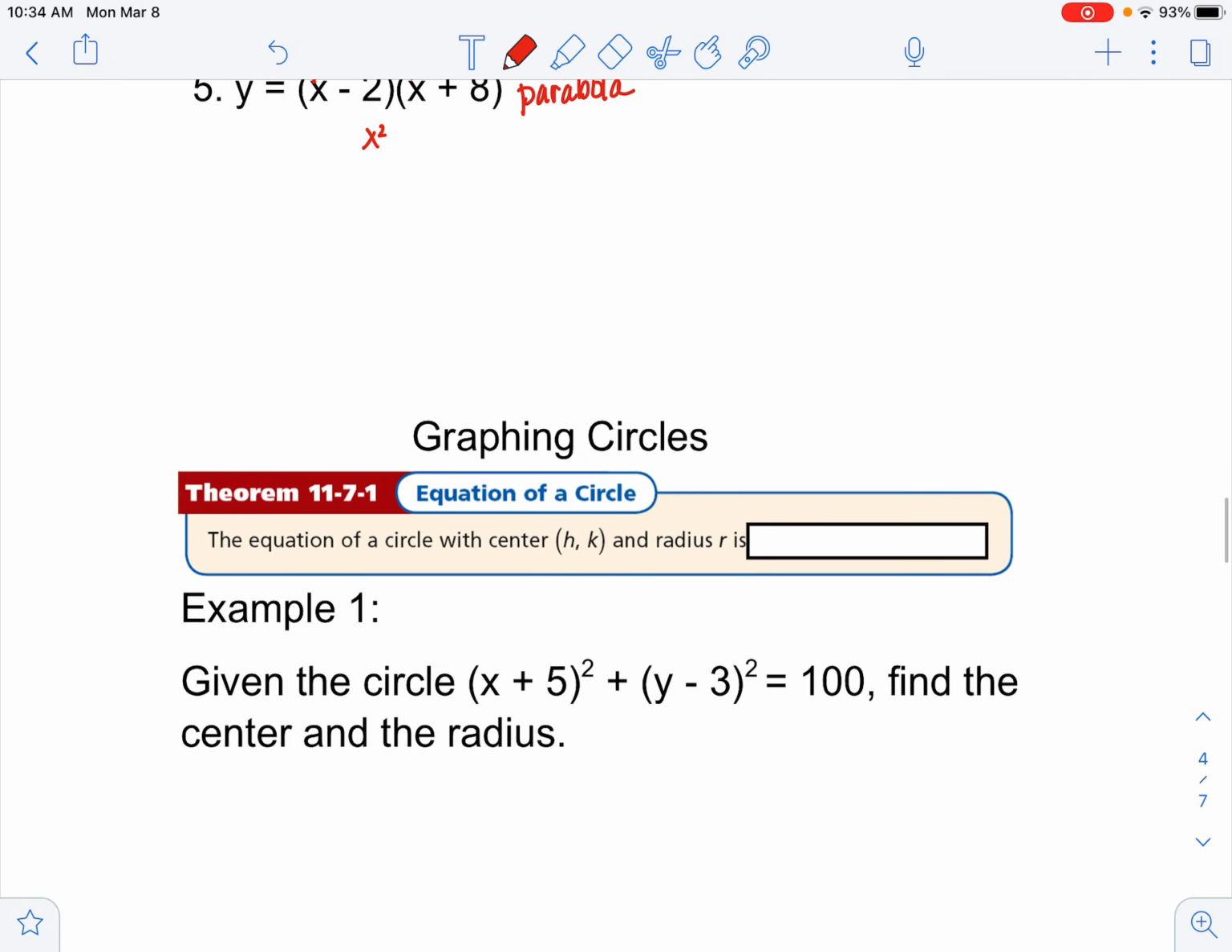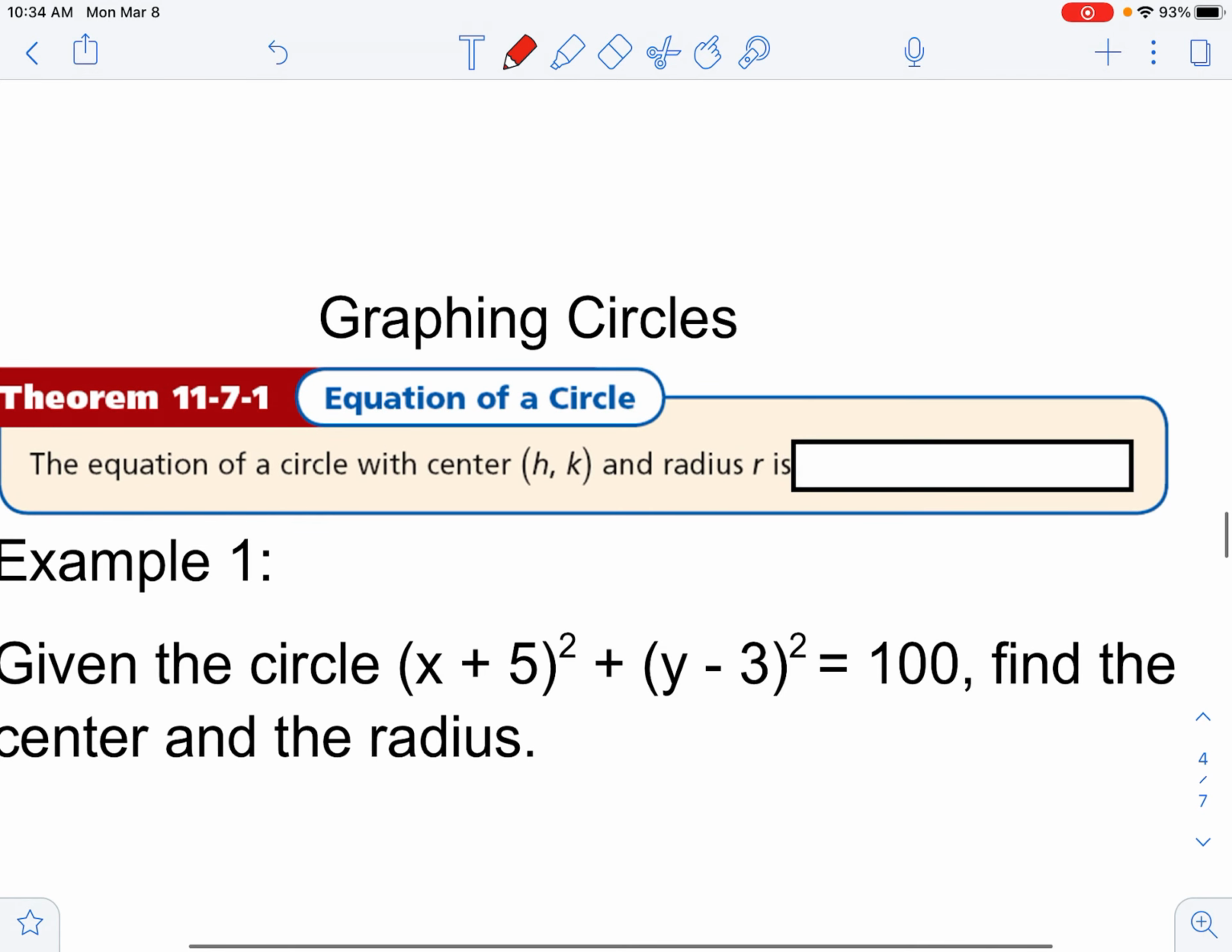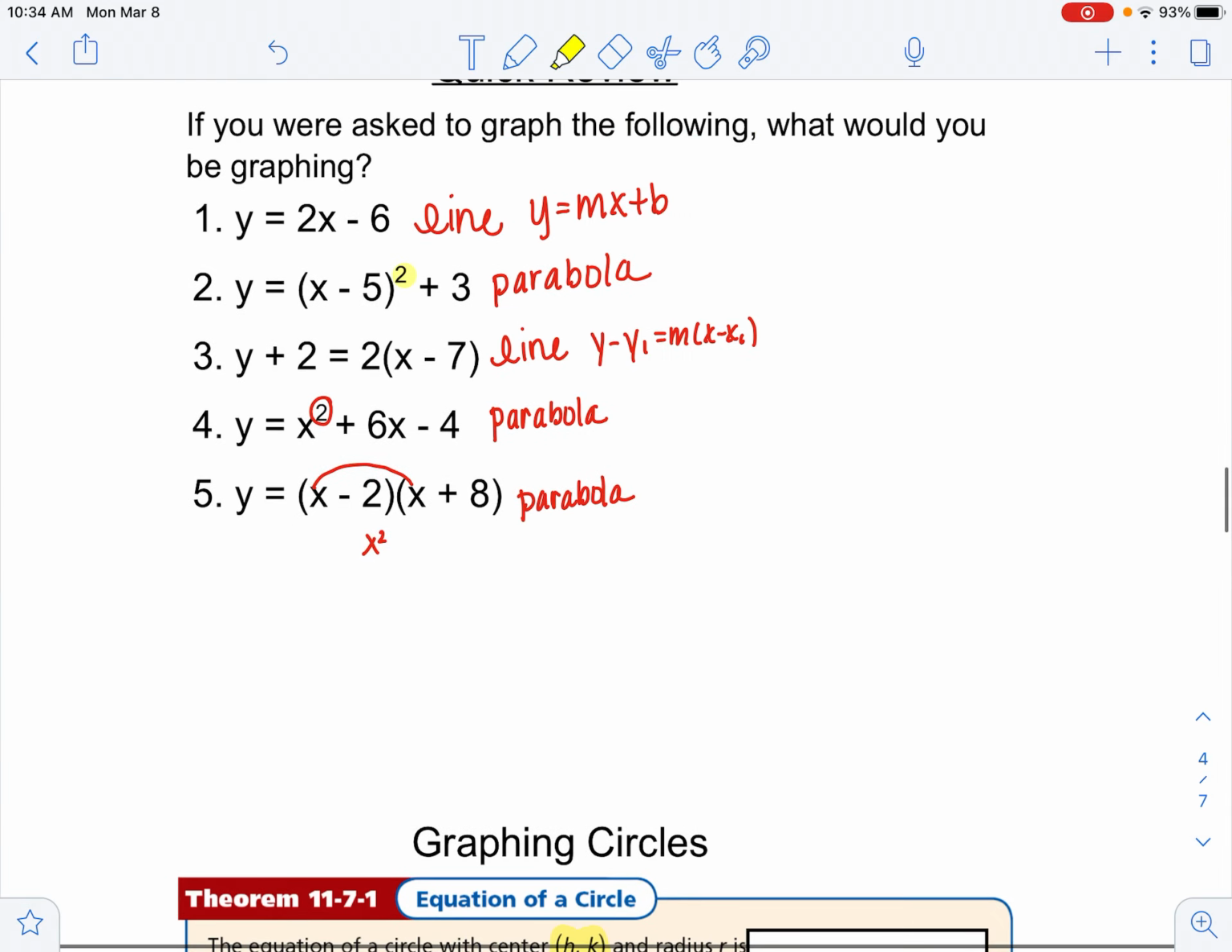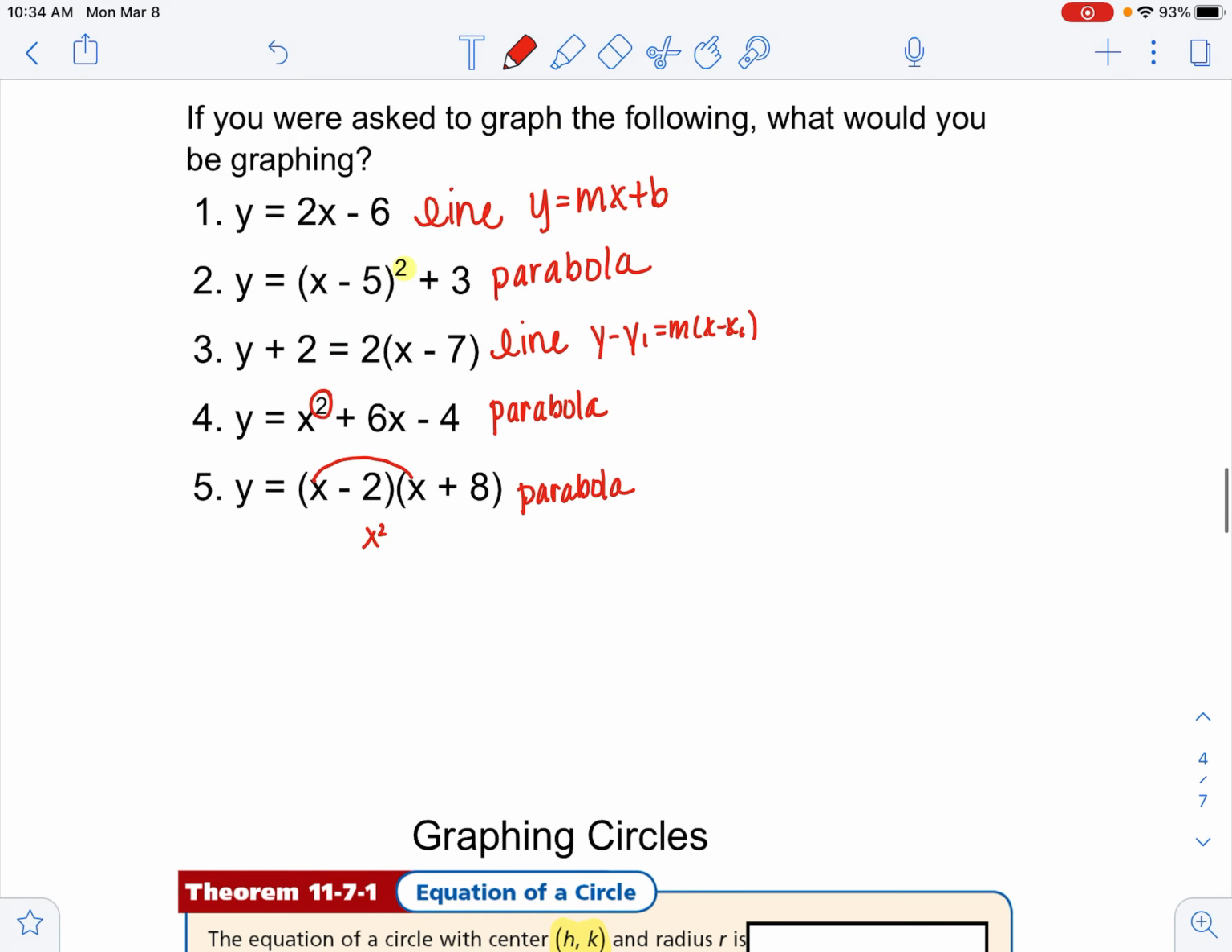So now we are going to learn the equation of a circle. The center of a circle is called (h, k). Just like this parabola up here, let me go back up to it. This is in the form y equals a times (x minus h) squared plus k. And this one's in the form y equals ax squared plus bx plus c. It's standard form.